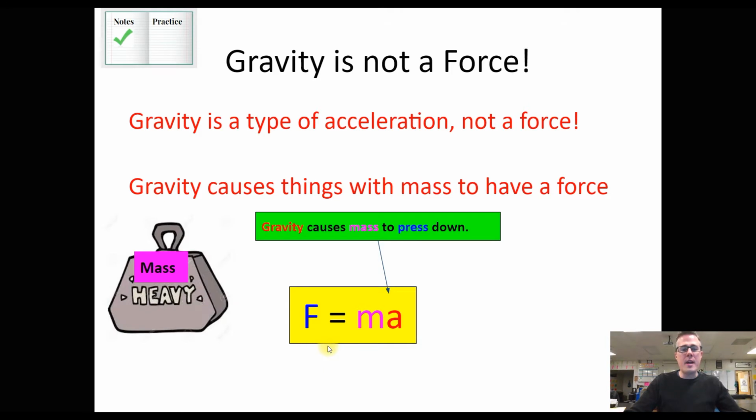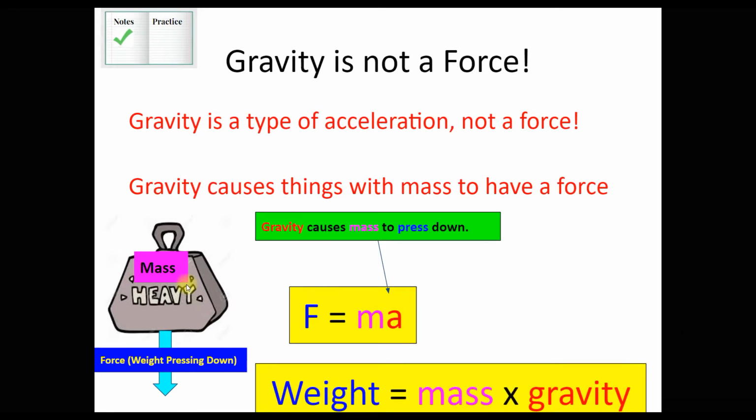In your notes, I want you to add a picture to hopefully help remind you of this. So imagine a big heavy object that I've put a pink label on for mass and a label pointing down. So there's a force that's pointing down, and that's what we call weight. Weight is actually a force that's caused by gravity.